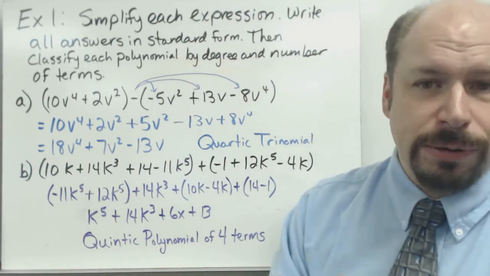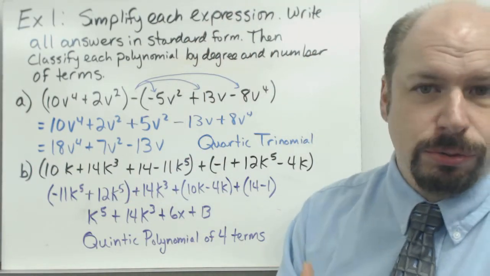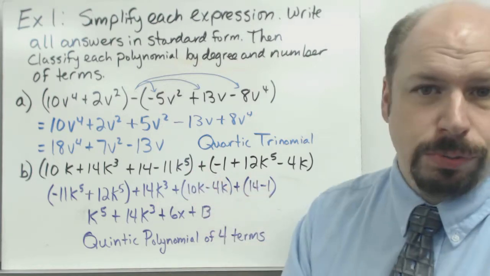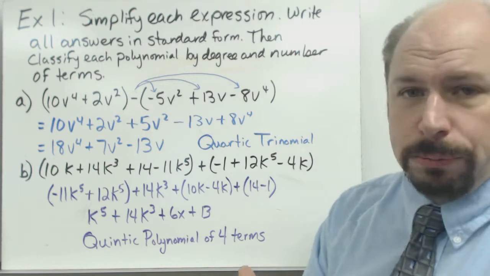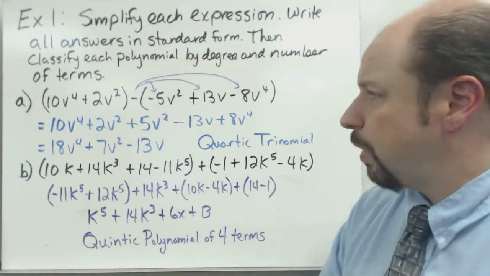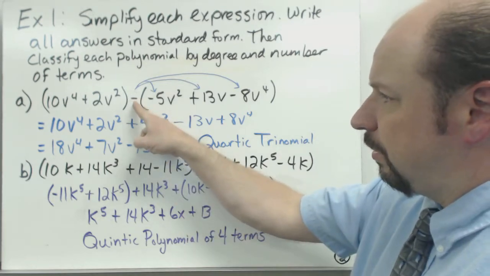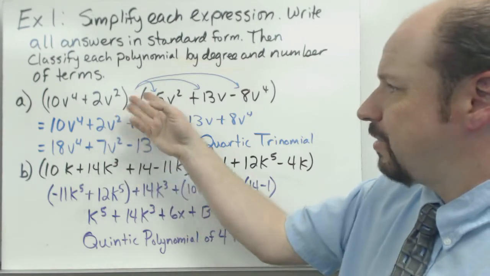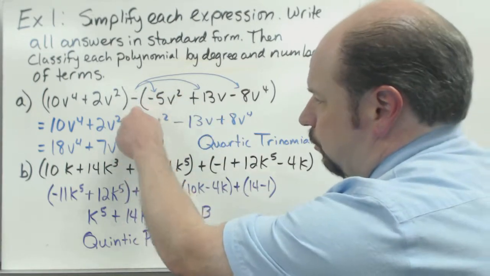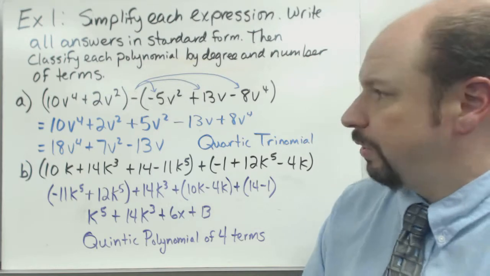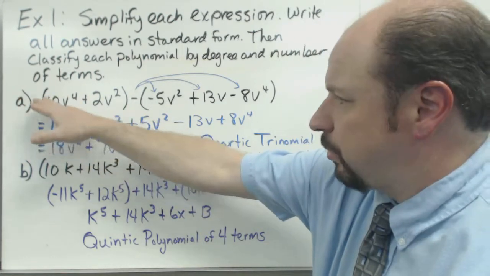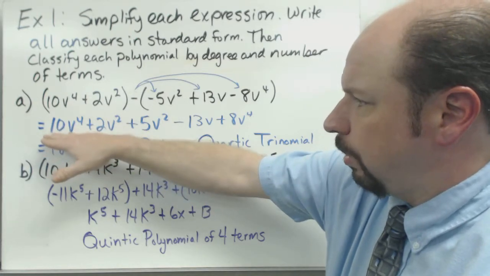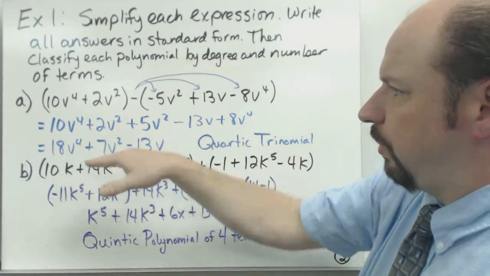Okay, so in our first example, we are going to subtract two polynomial expressions. The one thing to remember when we are subtracting polynomial expressions is that the negative sign has to be distributed through to all of the terms inside the parentheses. Here, there's no negative out front, so we can just drop the parentheses on this one. And so we have 10b to the fourth plus 2b squared.